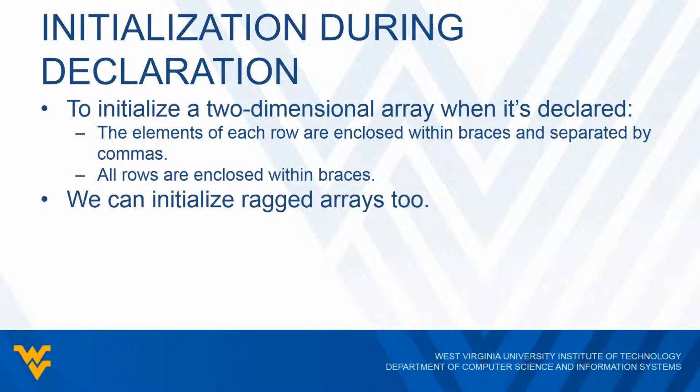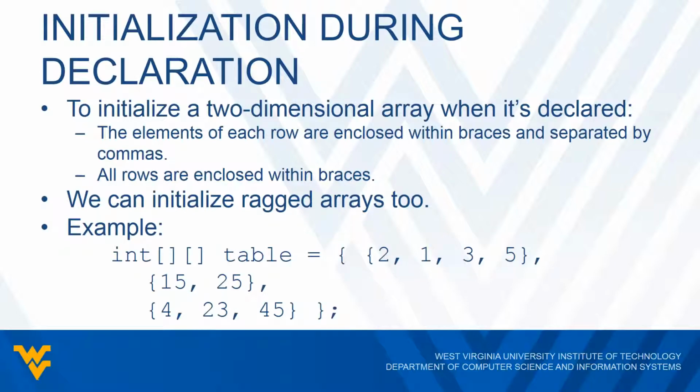We can also initialize ragged arrays as well. So here's an example where I have my two-dimensional array. My first row, which is right here, has 4 elements. So this creates an array of 4 elements for the first row. The second row, right here, only has 2 elements. And then the third row is an array that has only 3 elements. So I'm allowed to do the same thing here for ragged arrays.